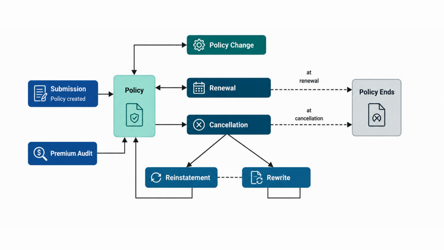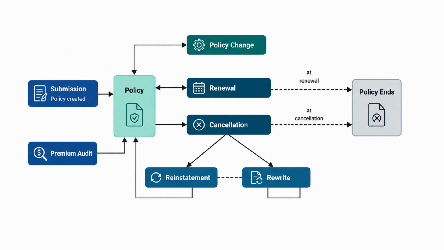Now let's put everything together. Our customer starts by requesting insurance. That begins with a submission. The policy is then bound and issued. During the policy term, the customer may need a policy change. When the term approaches expiration, the policy may be renewed. If it isn't renewed, the policy expires. The policy can also be canceled before expiration. If the reason for cancellation is corrected, the policy may be reinstated. If significant changes require replacing the policy, we may use rewrite. And depending on the type of business, the policy may also go through a premium audit. That's the policy lifecycle. There's one important point before we finish.